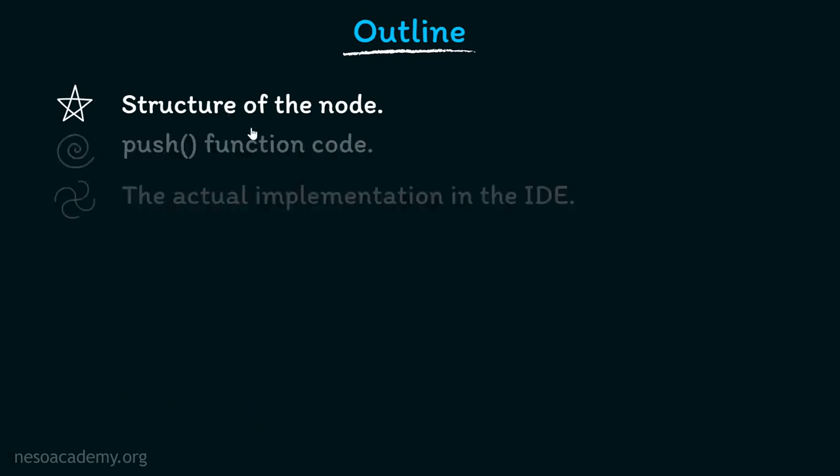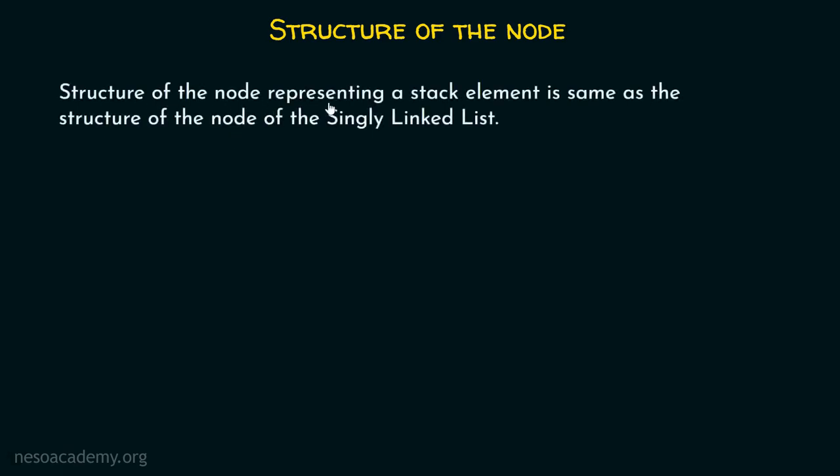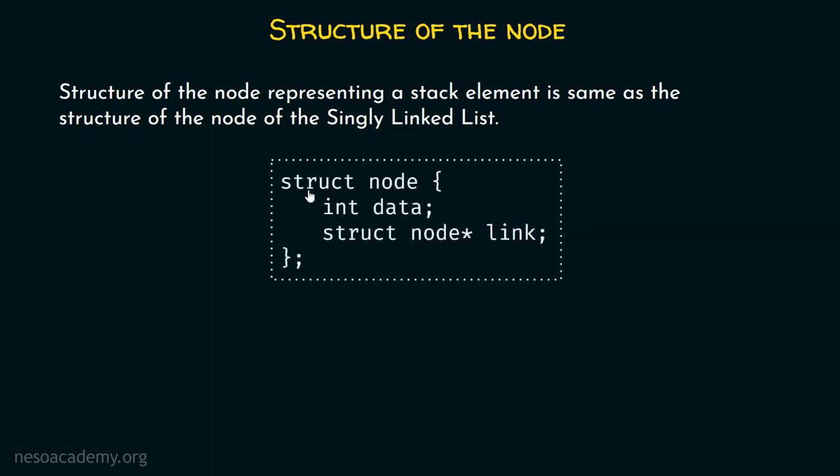First, we will see the structure of the node. How to create a node of the linked list? It is very simple, right? Structure of the node representing a stack element is same as the structure of the node of the singly linked list, right? We know that we are representing a stack with the help of a singly linked list. So structure of the node of the stack must be same as the structure of the node of the singly linked list. So here I have declared a struct node, and you can see inside the struct node we have int data and struct node star link. It is same as the structure of the node of the singly linked list, right?